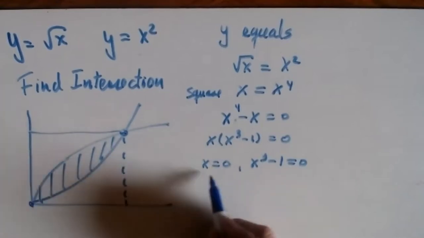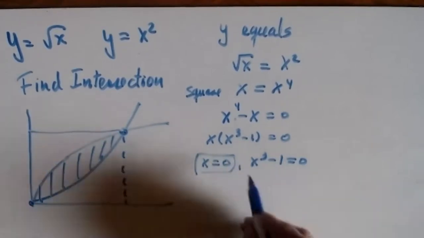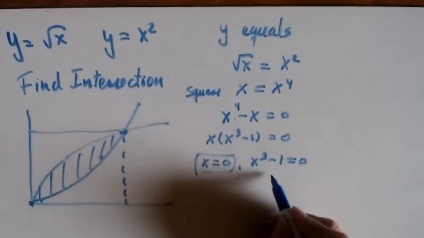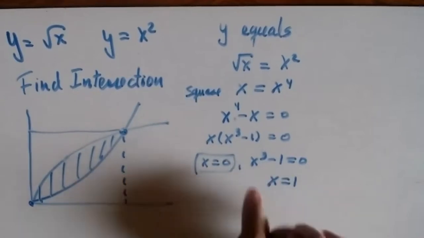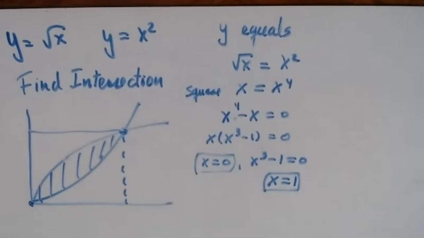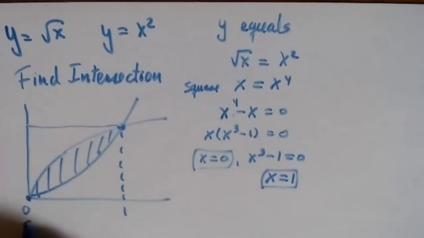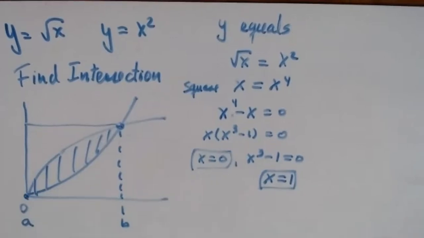This is already done. So the first intersection happens at x equals 0. And this is x equals 1 because the cubic root of 1 is 1. So the functions intersect in x equals 0 and x equals 1. So you have 0, 1. So this is A and this is B, correct?